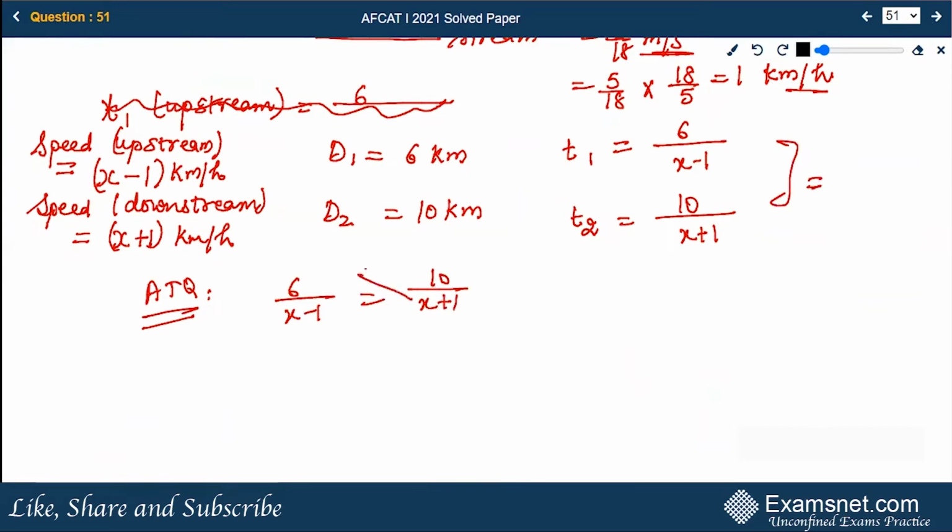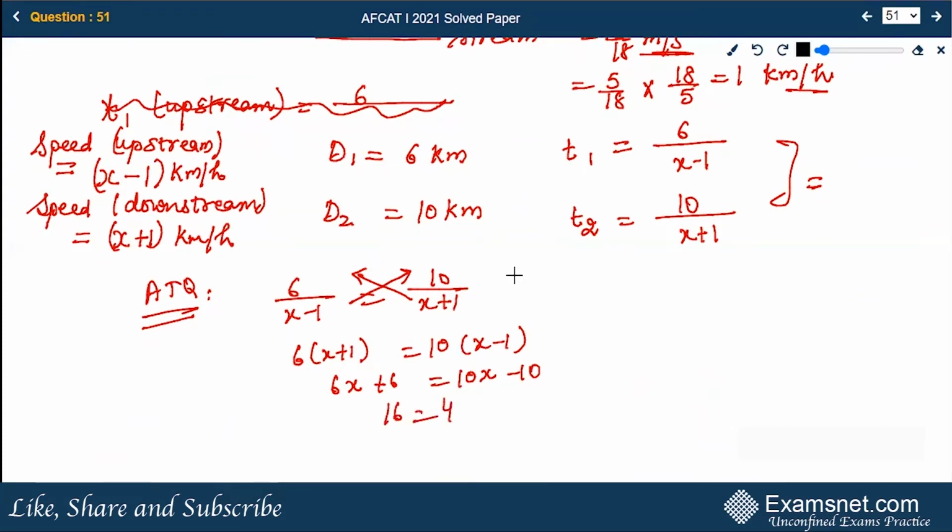Cross multiplication, 6 into x plus 1 is equal to 10 into x minus 1. 6x plus 6 is equal to 10x minus 10, which makes 16 is equal to 4x, or x is equal to 4 kilometers per hour. This is your answer to the question. The speed of the girl in still water is x kilometers per hour.